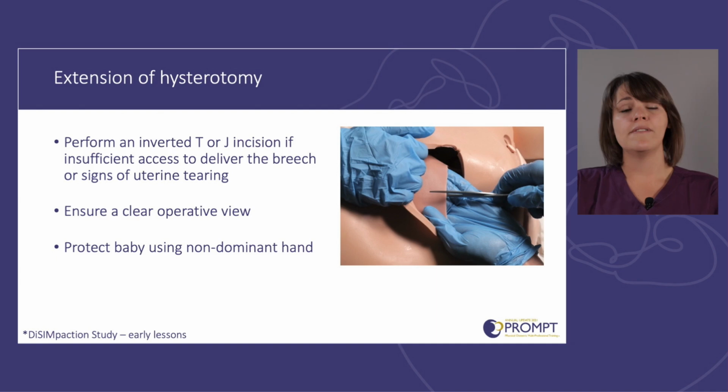In order to perform a reverse breech extraction, sometimes an extension of hysterotomy is required in the form of an inverted T or J incision. It's important that the obstetrician ensures that there's a clear operative view and that the baby is protected using their non-dominant hand during the incision.